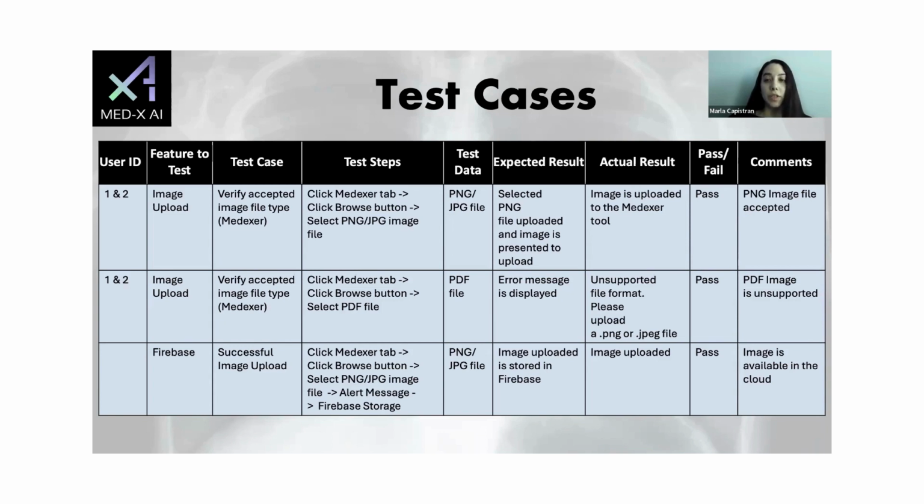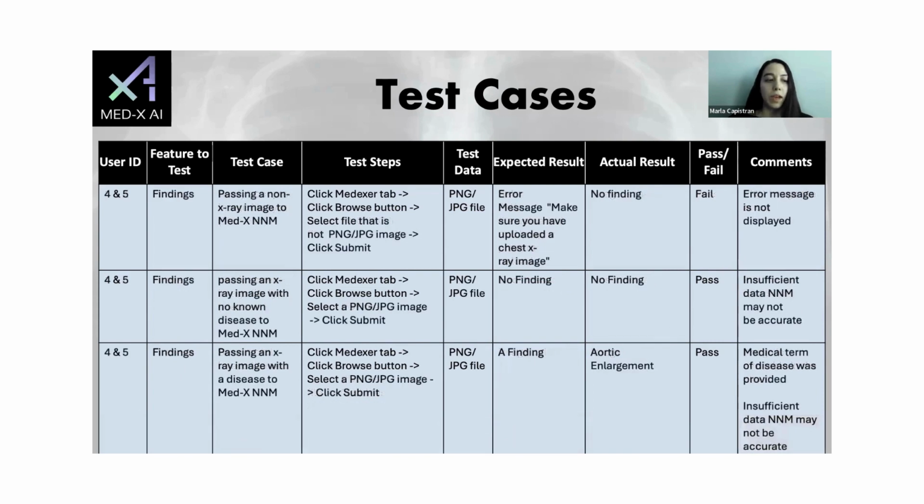Another example is for Firebase. We were testing whether there was a successful image upload. Again, we used a PNG or a JPEG file. We expected the image to be uploaded and stored in Firebase, and the actual result was that the image was uploaded and we as developers could see the image available in the cloud. And again, this test case also passed.